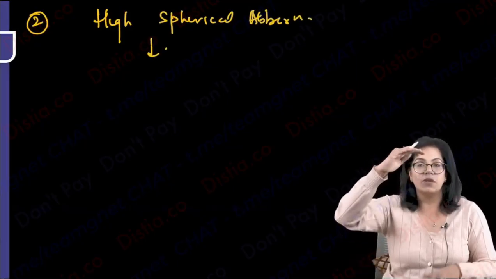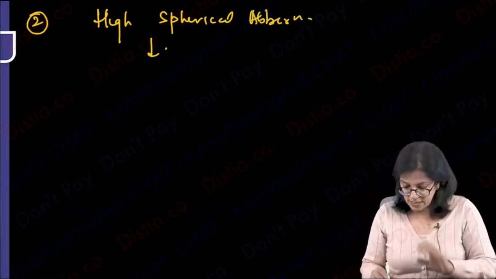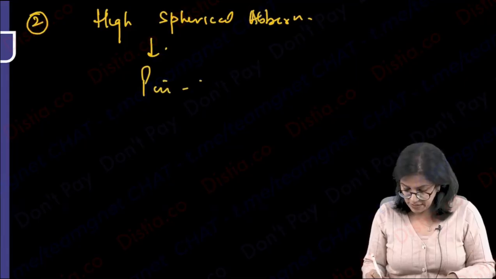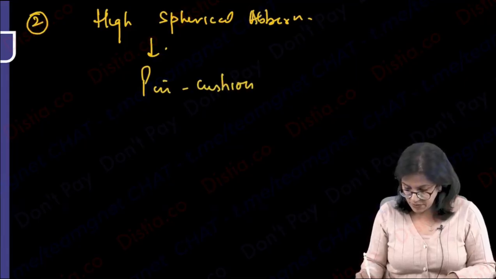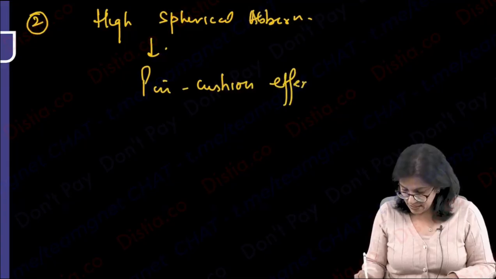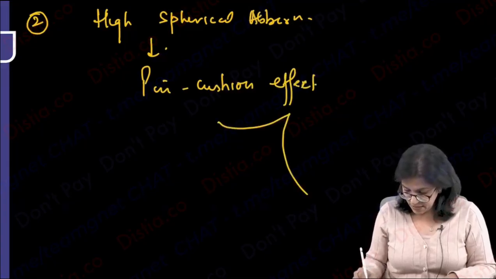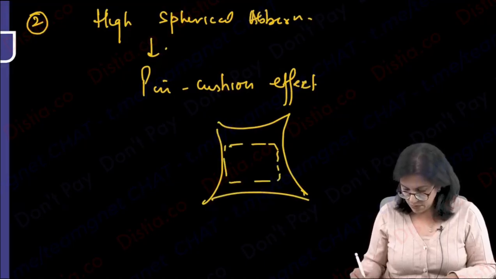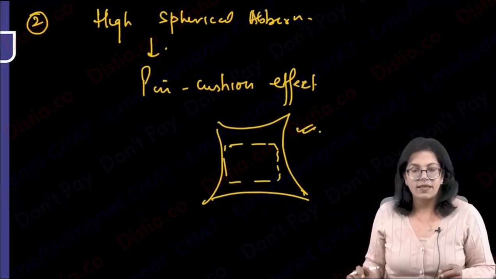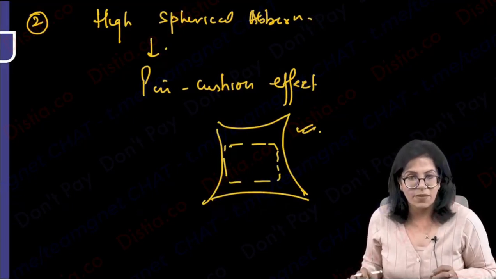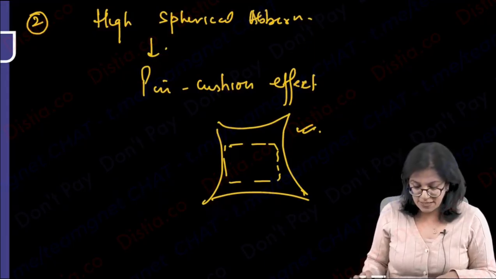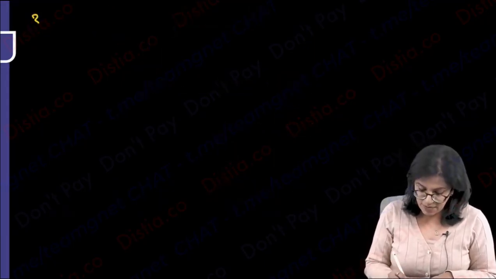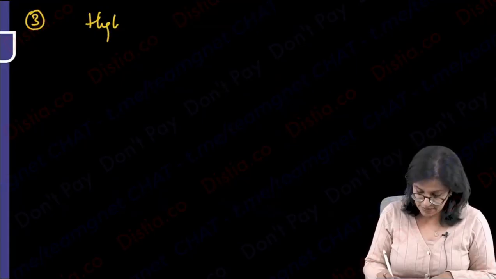Even if the patient is looking at a tube light, it looks more curved. So this is what is called pin cushion effect. You just saw what pin cushion effect is, right? This is the normal, but this is how the patient sees due to the high spherical aberration. Then we talk about the third, which is the high prismatic effect.